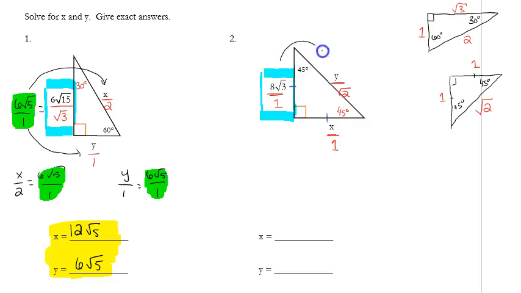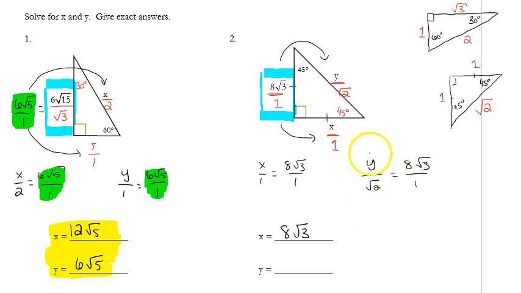So I can move right into setting it up as a ratio, as a proportion with both of my other sides. X over 1 equals 8 root 3 over 1, which makes sense. These are congruent. X is 8 root 3. Okay. But then y divided by the square root of 2 equals 8 times the square root of 3 over 1.